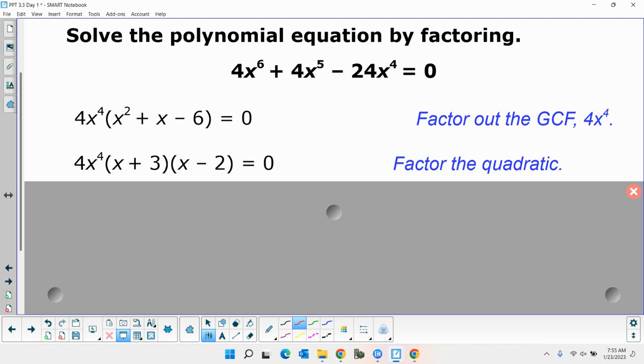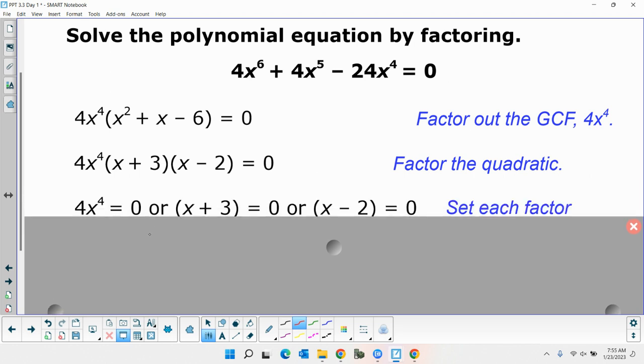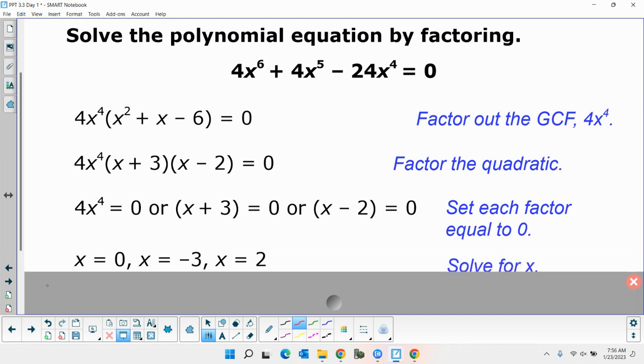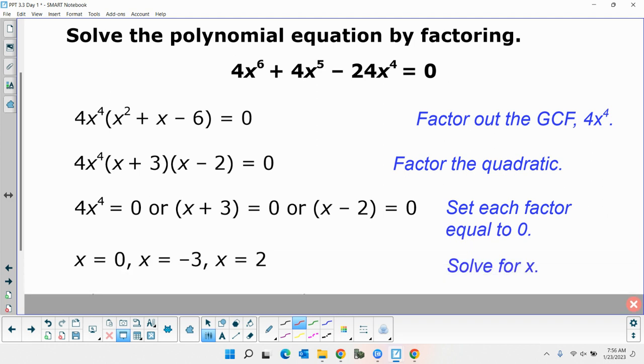Now, when you set these equal to 0, that's what we do. Right, now first thing you got to do is divide 4 over. Right? What's 0 divided by 4? 0. Right? So when I do this, we got to divide by 4 first. Then I get x to the 4th equals 0.